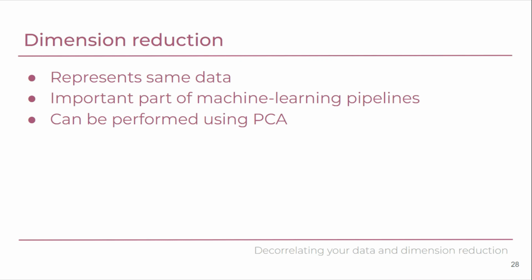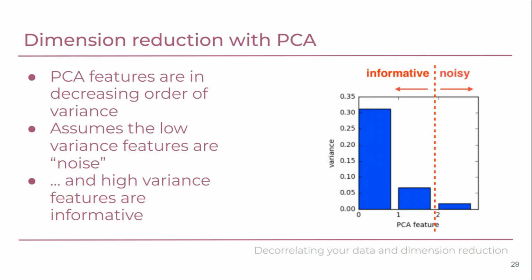Dimension reduction represents the same data using fewer features and is vital for building machine learning pipelines using real-world data. Finally, in this video, you'll learn how to perform dimension reduction using PCA. We've seen already that the PCA features are in decreasing order of variance. PCA performs dimension reduction by discarding the PCA features with lower variance, which it assumes to be noise, and retaining the higher variance PCA features, which it assumes to be informative.